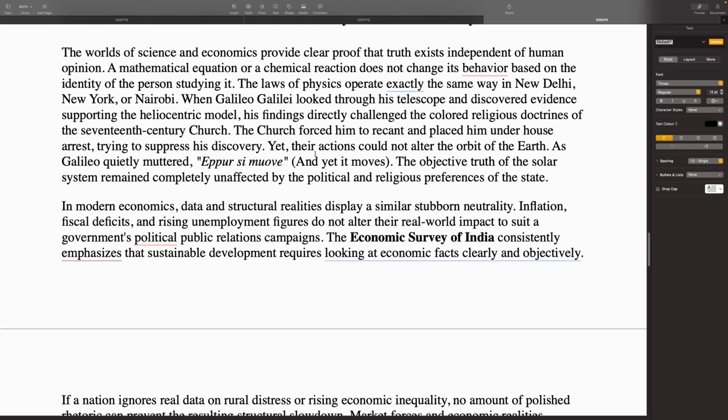In modern economics, data and structural realities display a similar stubborn neutrality. Inflation, fiscal deficits, and rising unemployment figures do not alter their real-world impact to suit a government's political public relations campaigns. The Economic Survey of India consistently emphasizes that sustainable development requires looking at economic facts clearly and objectively.